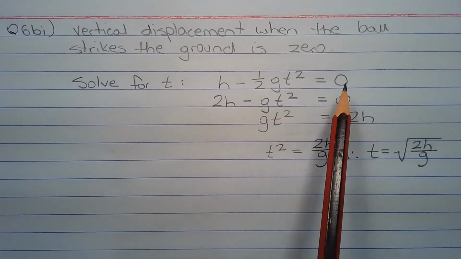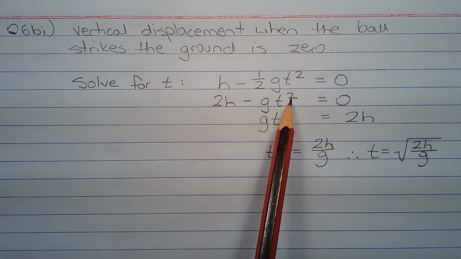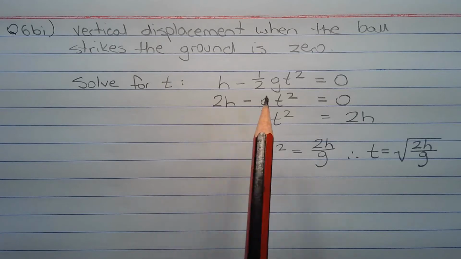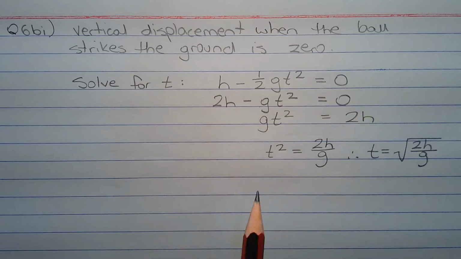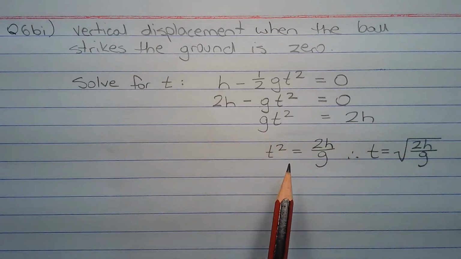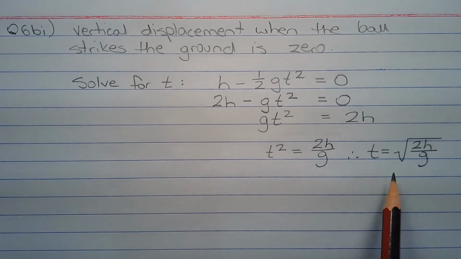Multiplying all terms by 2 to eliminate the fraction of half, we have 2h minus gt squared equals 0. Moving 2h over to the other side and multiplying by -1, we get gt squared is equal to 2h. Dividing both sides of this equation by g, we get t squared is equal to 2h over g. Then taking the positive square root of both sides, since we're dealing with time and time needs to be greater than or equal to 0, we get t is equal to the positive square root of 2h over g, as required.